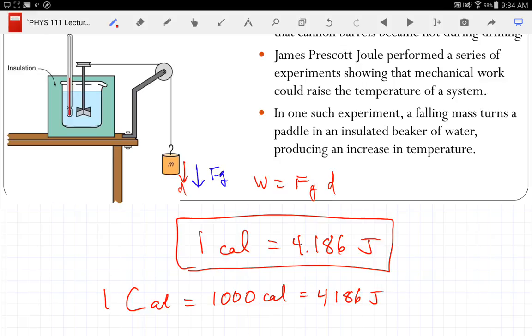So there's a whole lot of energy when you eat a candy bar. It's a very enormous amount of energy, which is why you can fuel your body. If you eat 10 candy bars a day, that's more than you need in terms of energy. And trust me, I can eat 10 candy bars in a day.